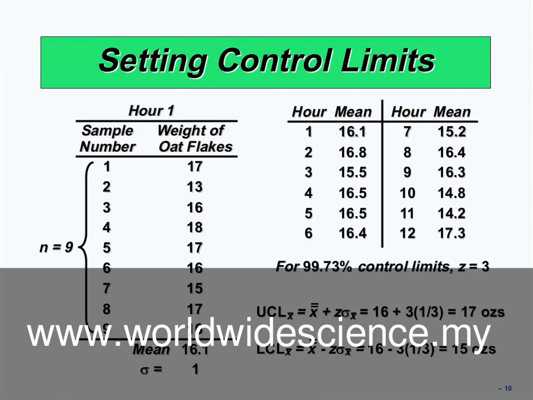Okay. When the maximum number in hour one is 18 and the minimum number in hour one is 13, the difference between 18 and 13 is 5. 18 minus 13 means 5. This 5 is the range. It's called the range in hour one. The maximum number in each hour minus the minimum number in each hour gives you the range in that hour. This is the meaning of the range.